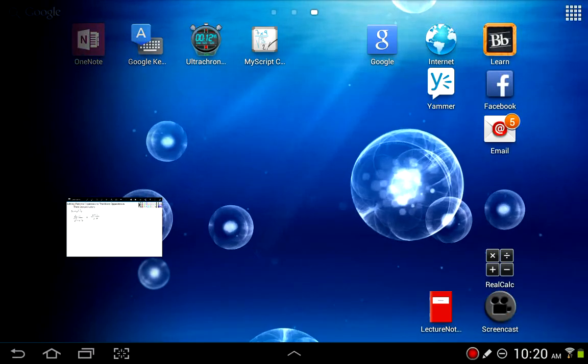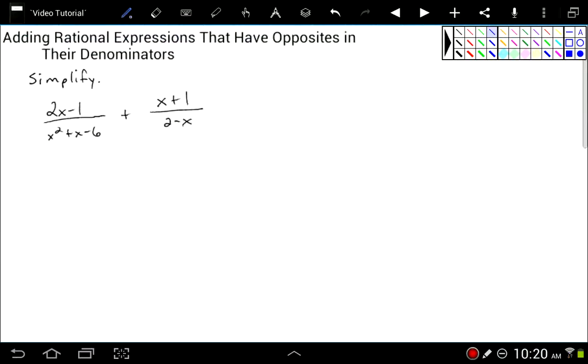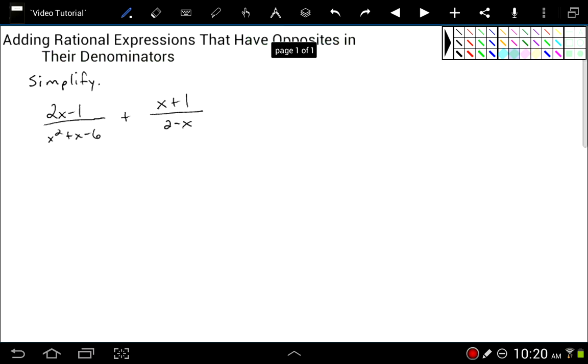Let's take a look at a trickier example of adding rational expressions. Specifically, rational expressions that have opposites in their denominators. Opposites make things tricky when dealing with polynomials. However, there's one general tip that I have for you when dealing with opposites, and we'll see it here.